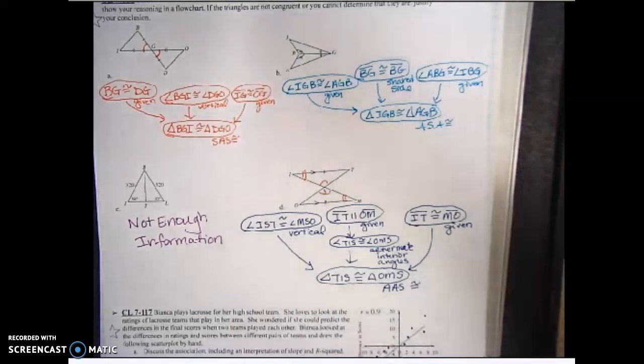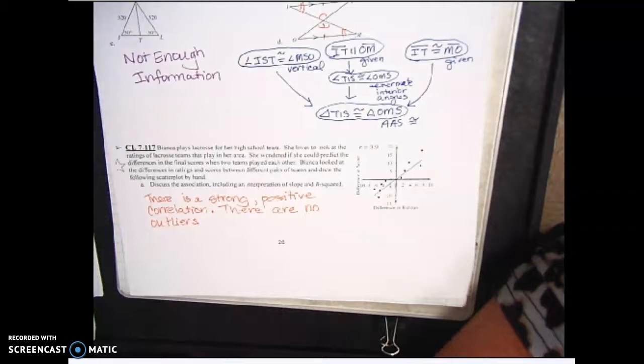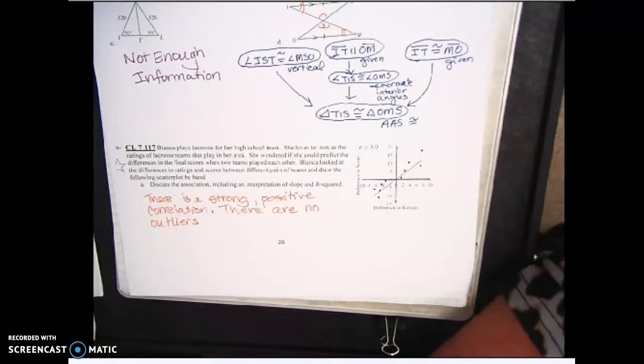Question 117 says, Bianca plays lacrosse for her high school team. She loves to look at the ratings of lacrosse teams that play in her area. She wondered if she could predict the differences in the final scores when two teams played each other. Bianca looked at the differences in ratings and scores between different pairs of teams and drew the following scatter plot by hand. Discuss the association, including an interpretation of slope and R squared.